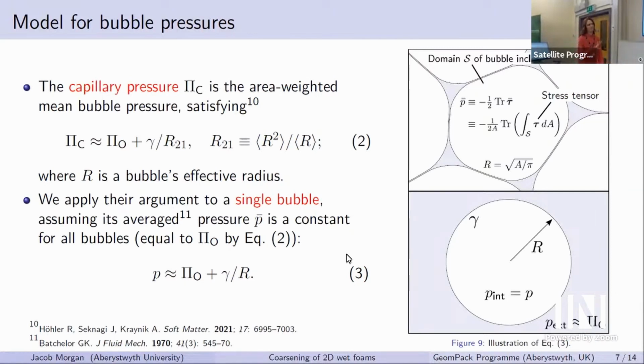So that, yes, an effective Young-Laplace equation in which the radius of curvature is the effective radius of the bubble, that is to say, the radius of the circle of the same area, and the external pressure is the osmotic pressure of the foam.